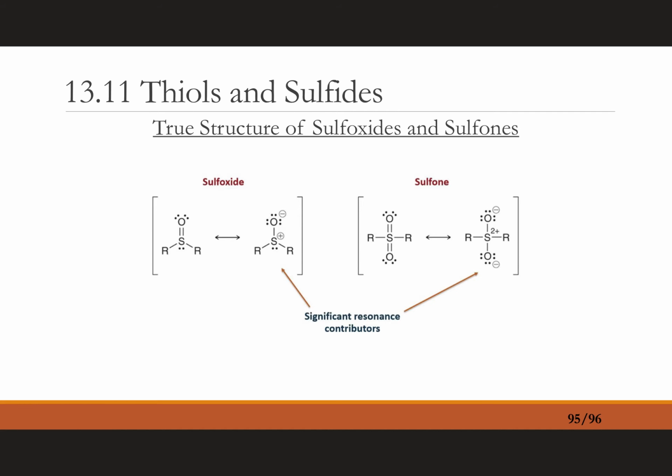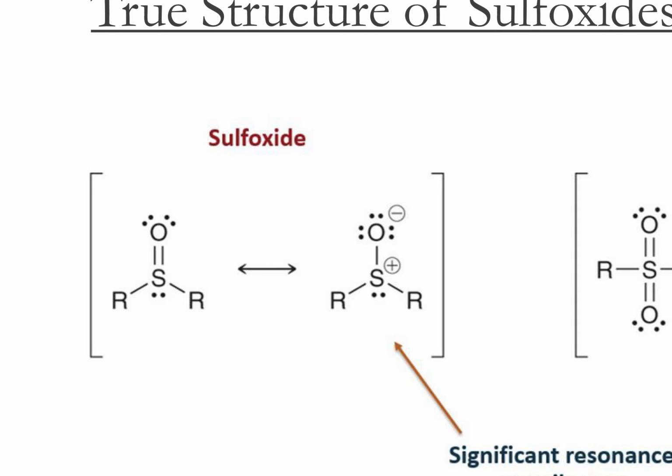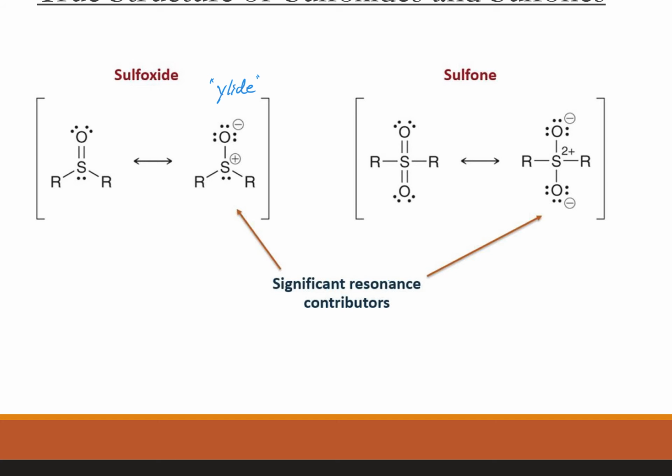All right, the true structure of sulfoxides and sulfones are kind of in question. We see the sulfoxide there could be with the double bond to the oxygen or a single bond. With the single bond, you get separation of charges. So this would be like an ylide, sort of. And you might think that this would be the preferred, but studies actually show that that resonance structure is significant.